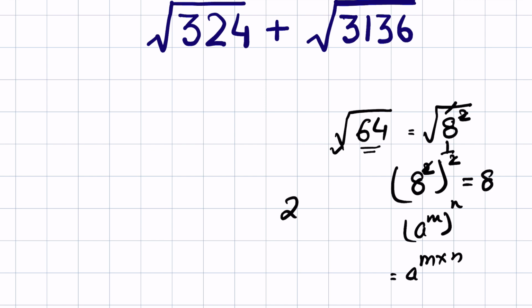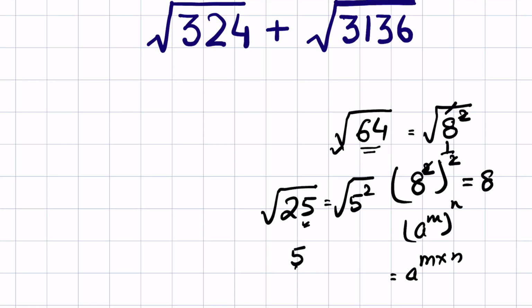Similarly, if you have 25 under the square root, you write 5 square under the square root. So 25 under the square root means 5. So the square root of 25 is 5. For smaller numbers we know how to find the square root: we group them in 2's.